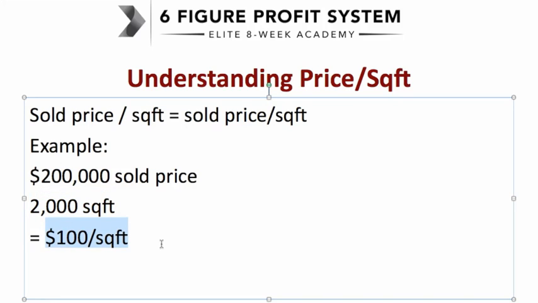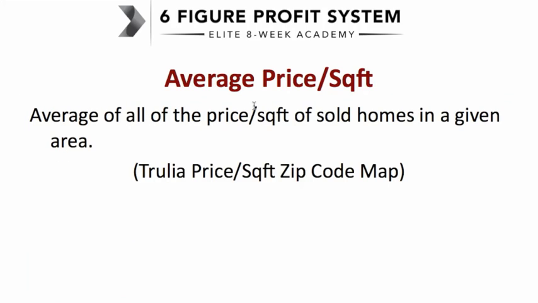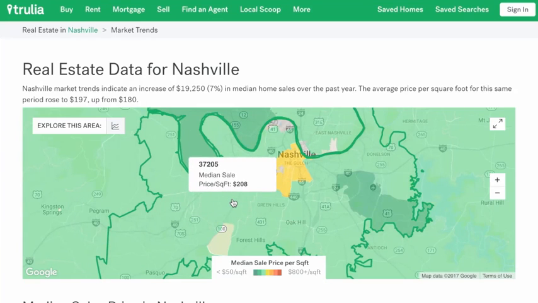Meaning if $100 a square foot is the average or median sold price per square foot in that zip code, then it's safe to say you could take the square footage of any property you're looking at, multiply it by that median sold price per square foot, and get the after repair value of that property. Let's take an example here. The average price per square foot is the average of all of the price per square foot of homes in a given area.